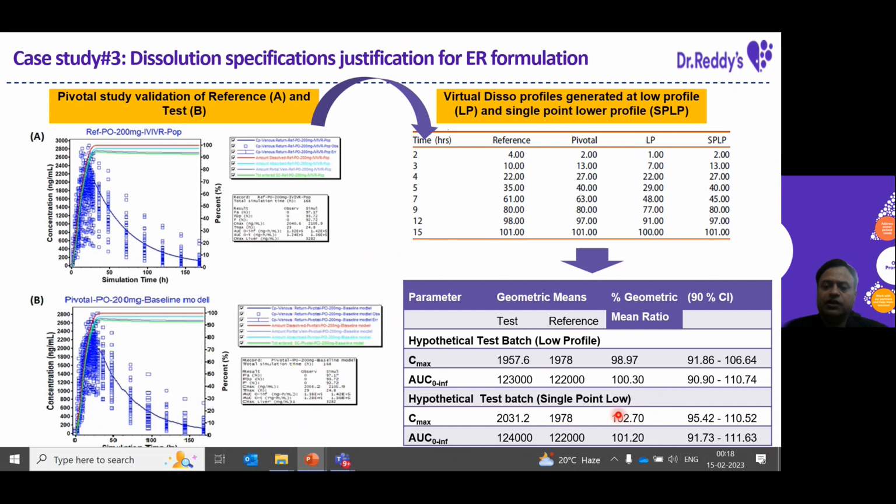And as we can see, we got the ratios well within 80 to 125, as well as the 90% confidence interval for this dissolution profile, as well as the extreme case of the dissolution profile where we had taken all the lowest points, were within the bioequivalence limit. Basis this, we could get a favorable outcome for this approach to get the relaxation for the dissolution specifications.